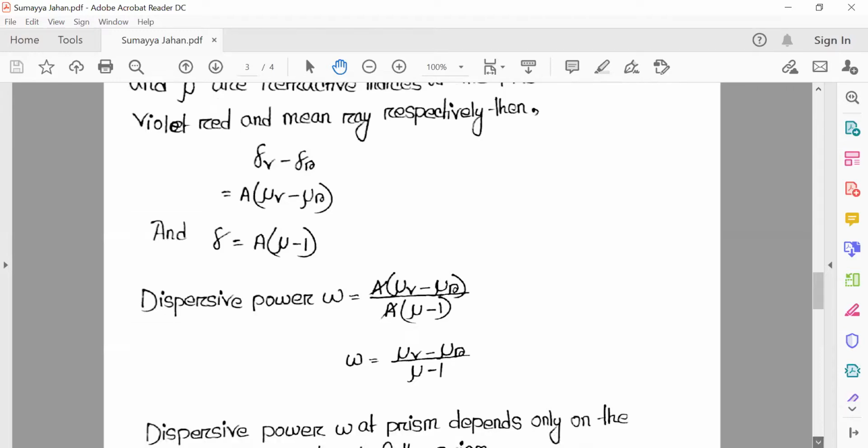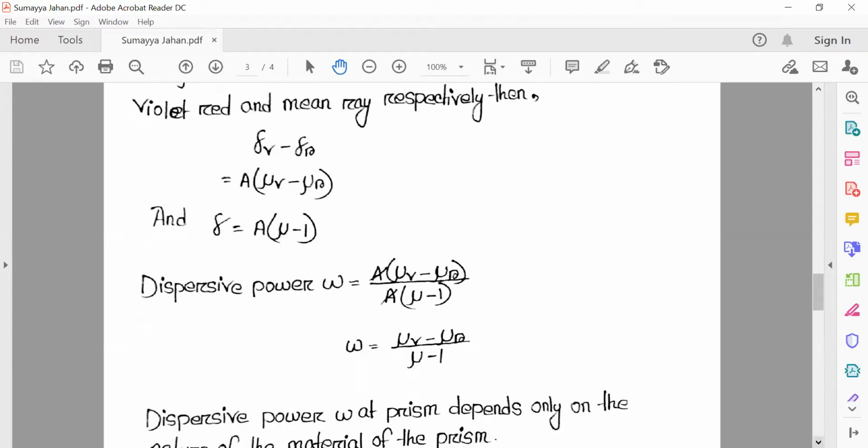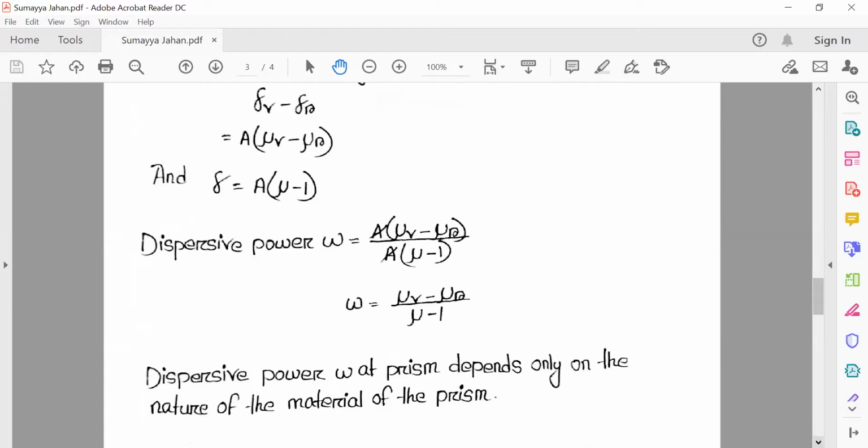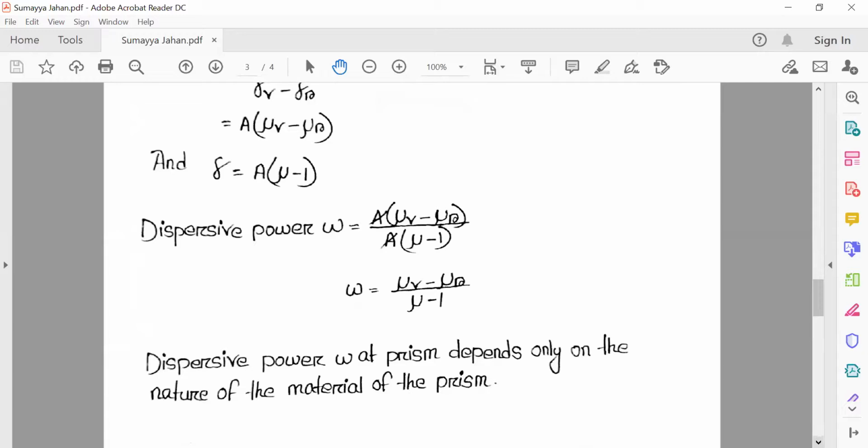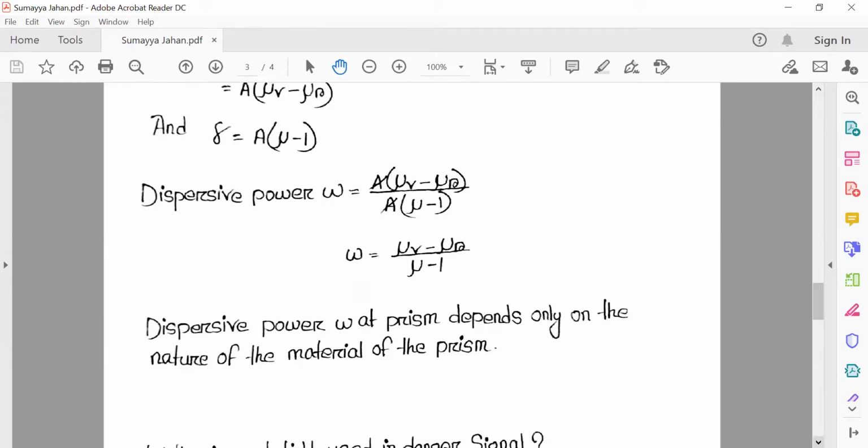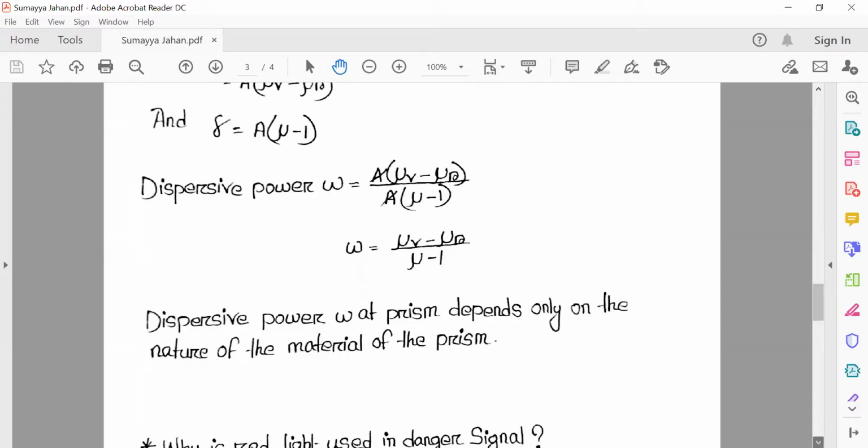So dispersive power omega equals angular dispersion by deviation of the mean ray. That is, A into mu V minus mu R by A into mu minus 1. Here A and A will cancel out and the remainder will be omega equals mu V minus mu R divided by mu minus 1. Here we can see the dispersive power omega of a prism depends only on the nature of the material of the prism.